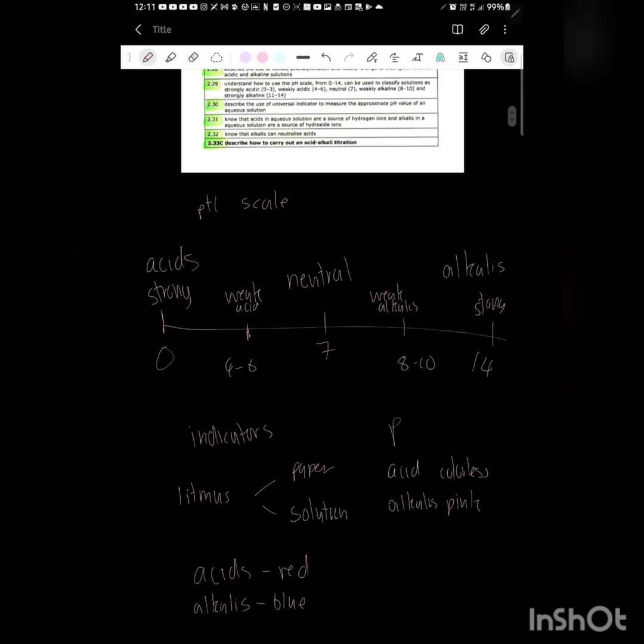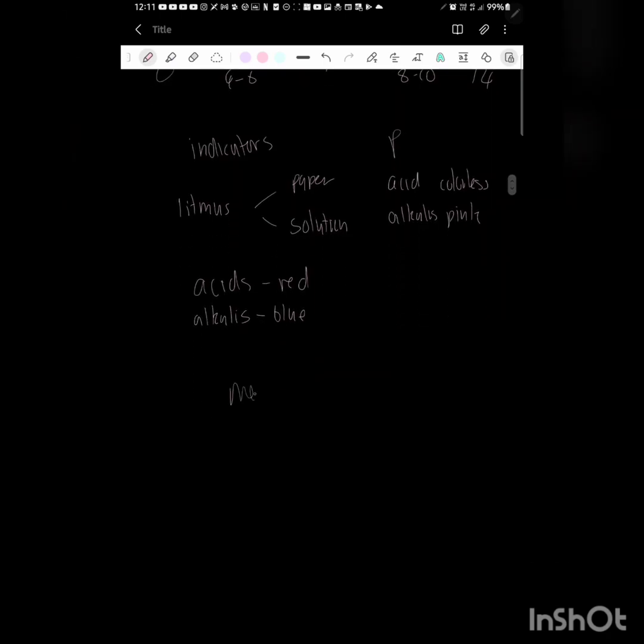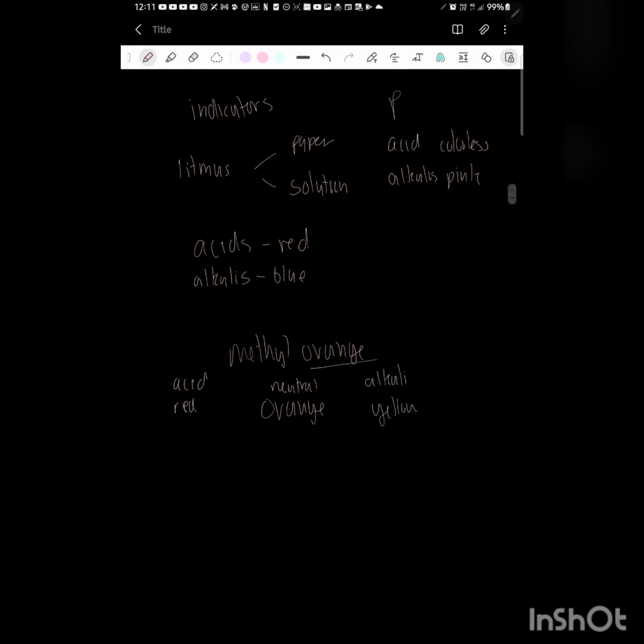And the next one is methyl orange, and the easy way for me to remember this is, so it's orange when it's neutral, and then when it becomes an acid, it goes red, and in alkali, it goes yellow. So the way I can remember this is with litmus, I know it goes red in acid, and because it's methyl orange, and orange is the neutral color, so if red's on one side, it has to be yellow on the other, because you know the color wheel, red and yellow make orange, and that's how I remember this one.